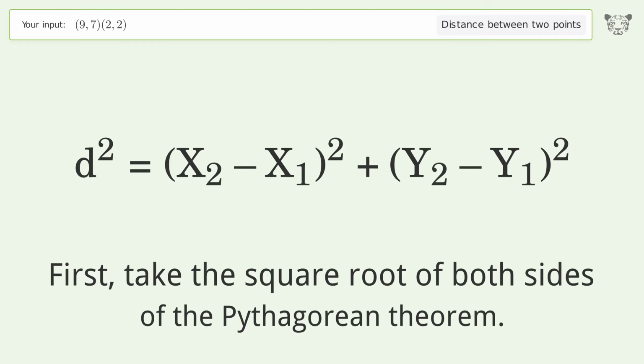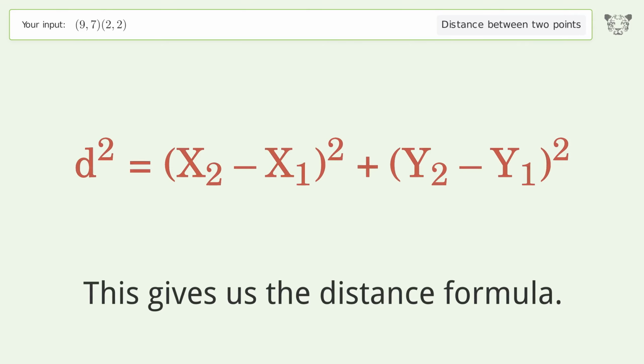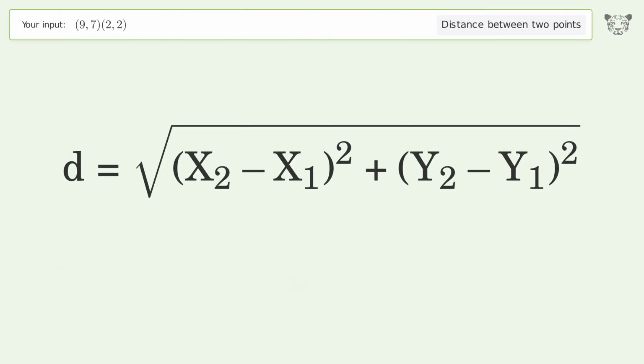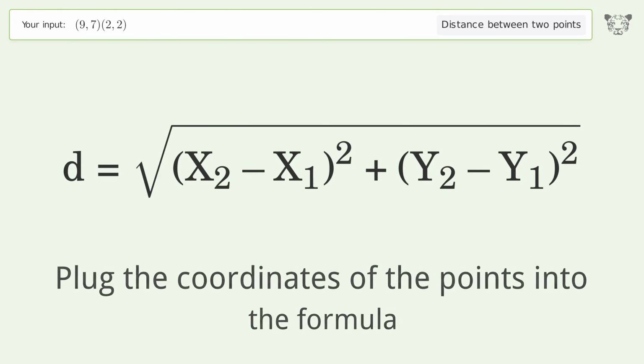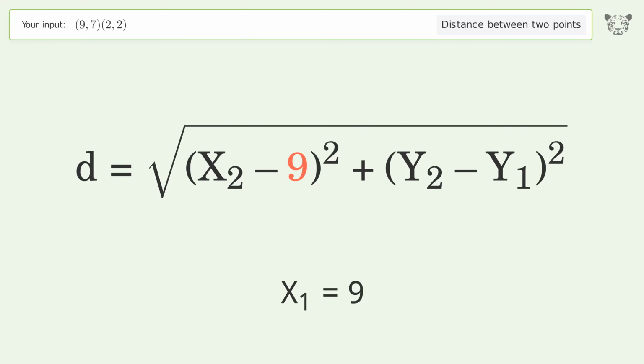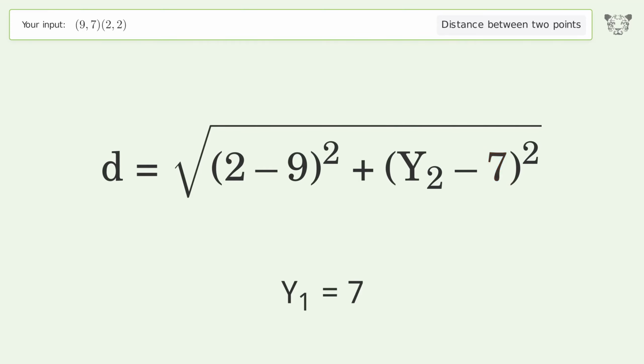First, take the square root of both sides of the Pythagorean theorem. This gives us the distance formula. Plug the coordinates of the points into the formula. x1 equals 9. x2 equals 2. y1 equals 7. y2 equals 2.